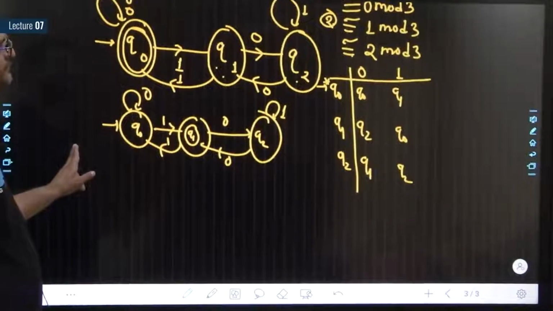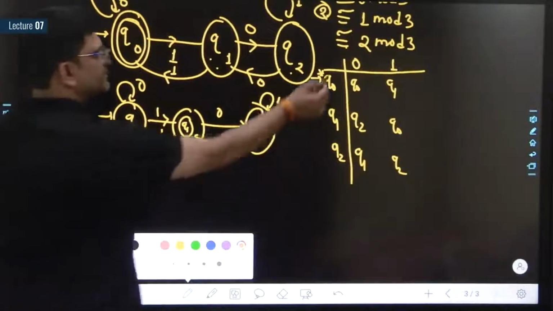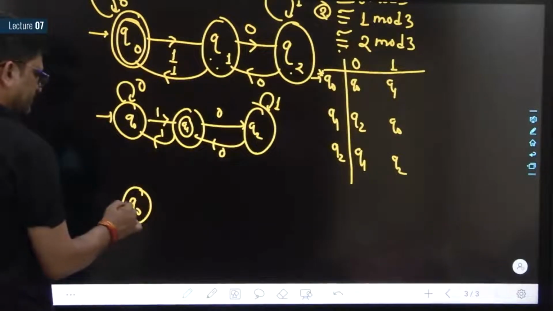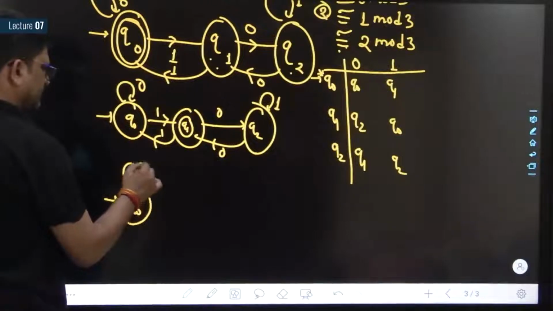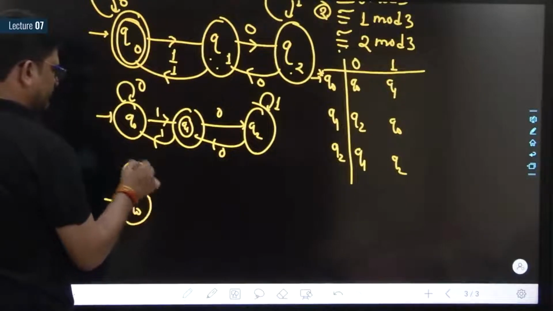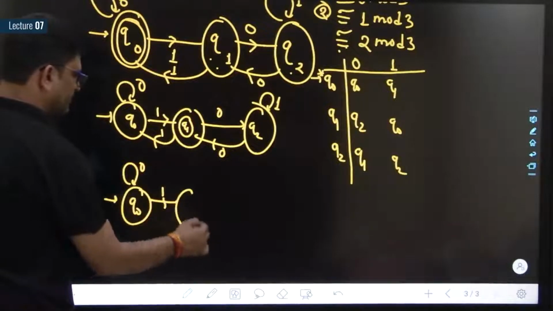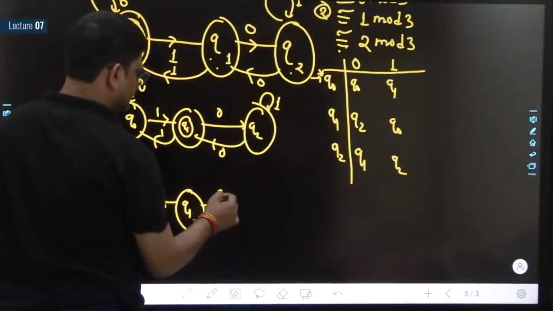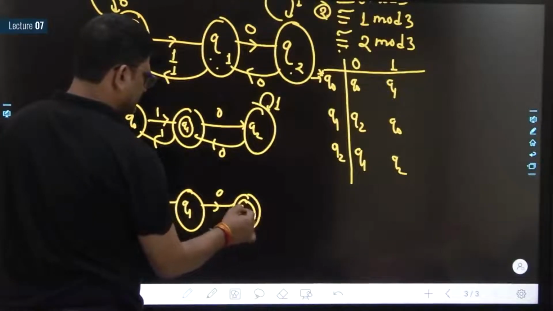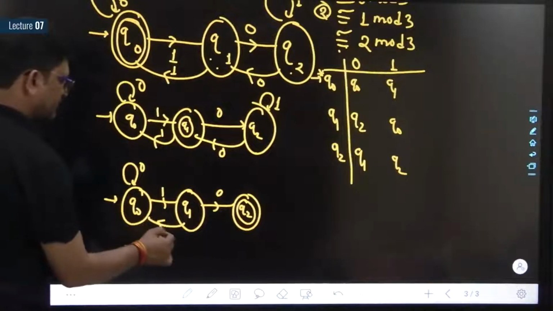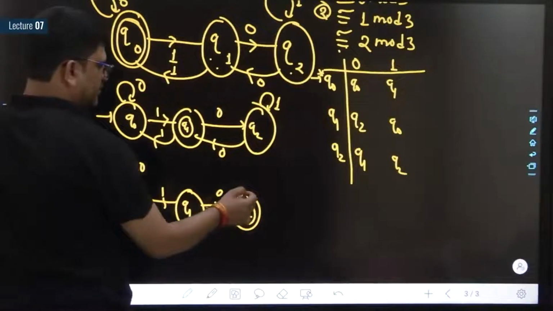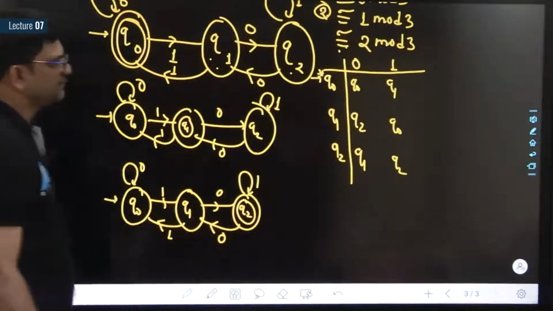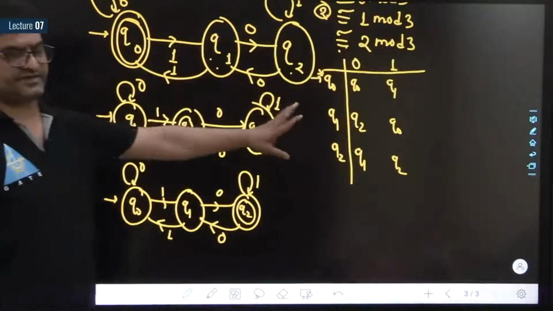Next, for this state as the final state: Q0 on 0, Q0; on 1, Q1. Q1 on 0, Q2. Q1 on 1, Q0. Q2 on 1, Q2; Q2 on 0, Q1. Clear? See the transition table carefully.